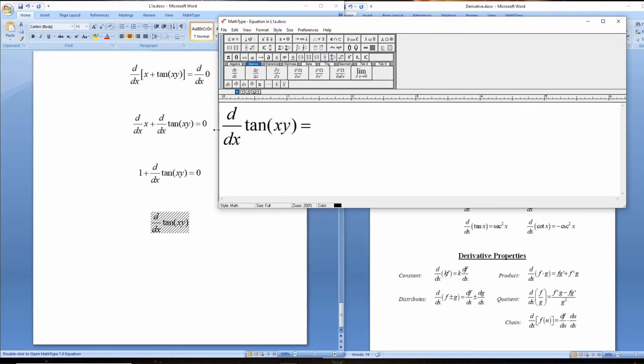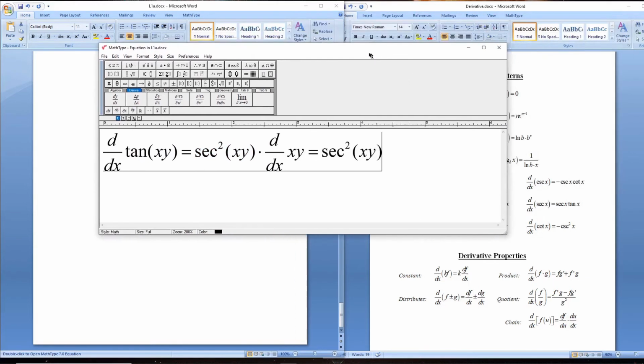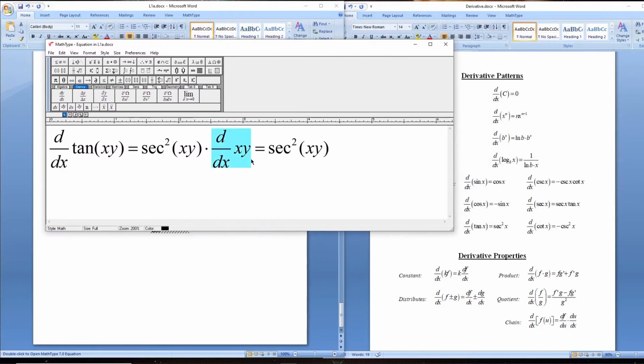Now for the chain rule, we do the outer function first. So the derivative of tangent. What's the derivative of tangent? That's secant squared. And the chain rule says, cool, you took the derivative straight up. Now you have to multiply by the derivative of the argument. So what is that? So we get a product rule here.